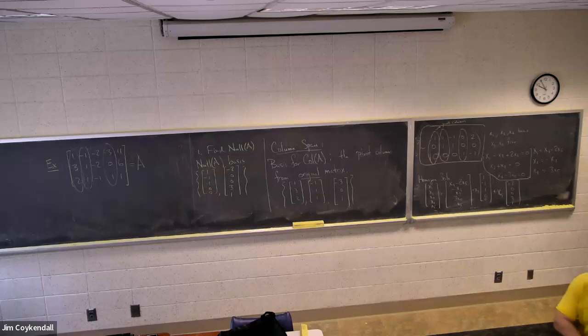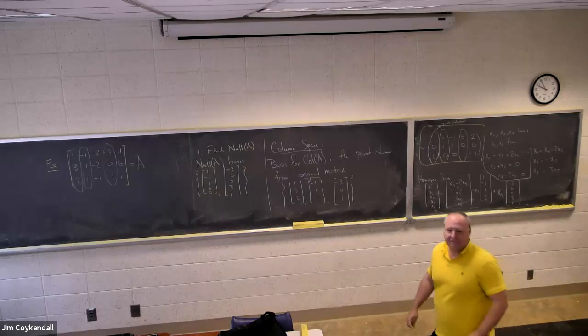So be super careful about that. The null space is something you've done before, right? It's basically the vectors you have in the homogeneous solution. For the column space, you have to find the pivot columns, but go back to the original matrix. Okay. Any questions on that?